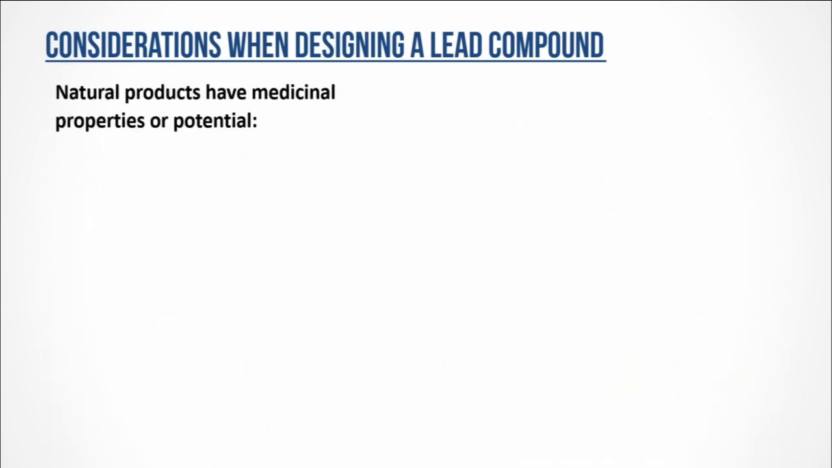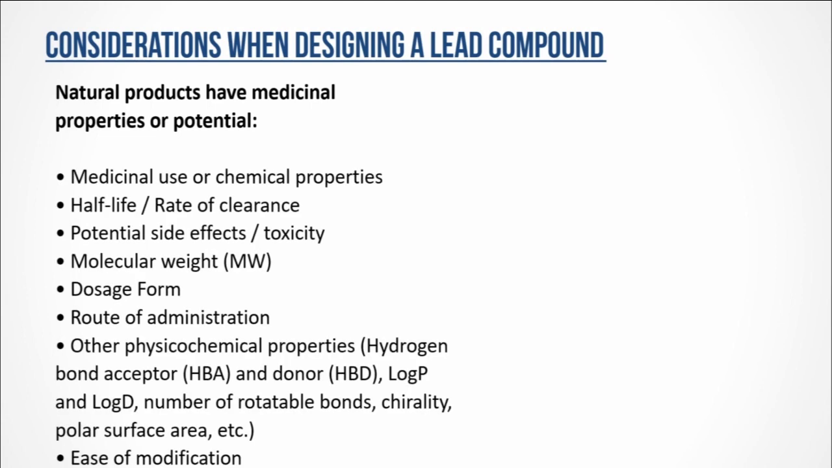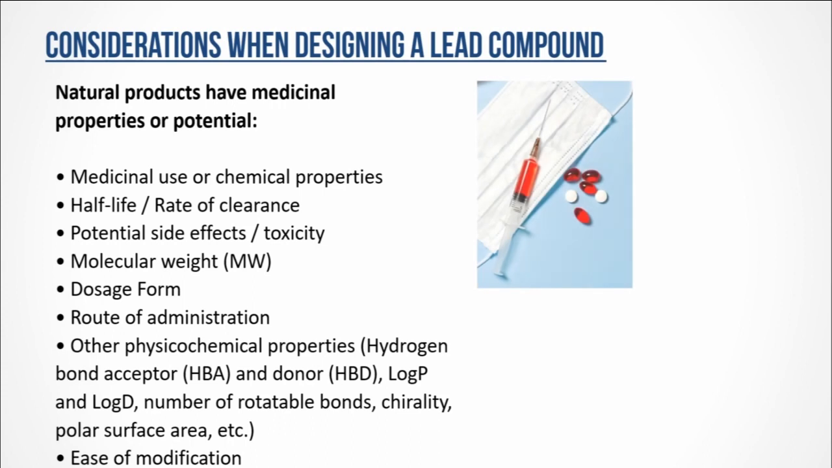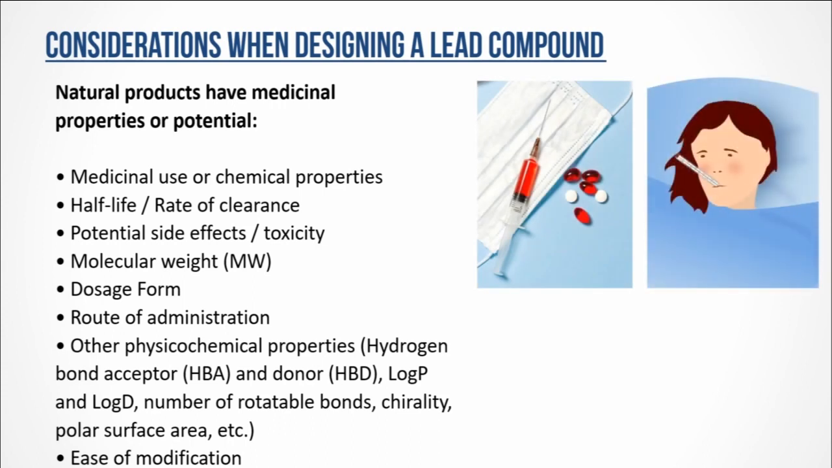Next, natural products have medicinal properties or potential to do a lot of different things, but we want to see what exactly some of the properties are: how we will use it as a medicine, what the chemical properties are, potential side effects, toxicity, how well it treats the disease, how heavy it weighs, and how we will want to administer it. Is it through injection or is it through a pill?